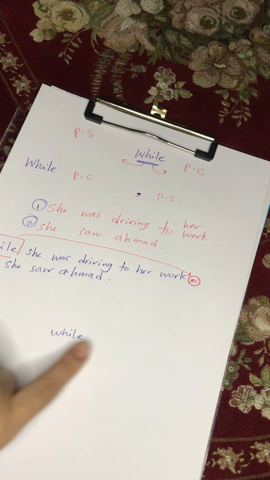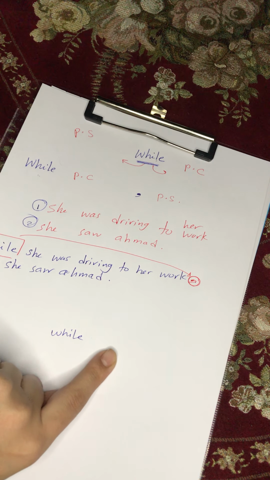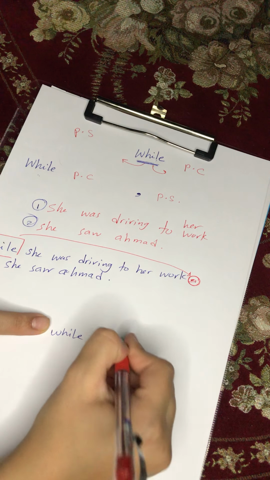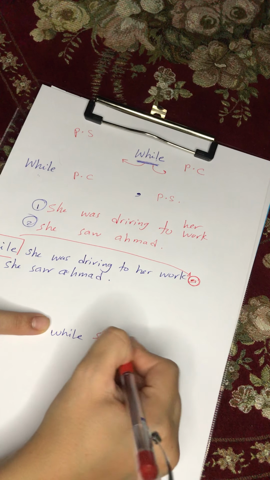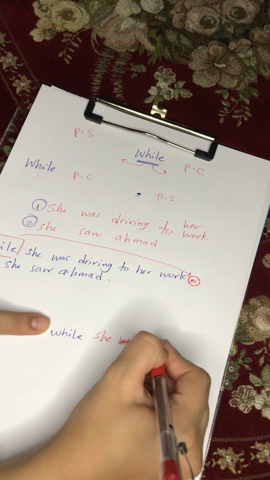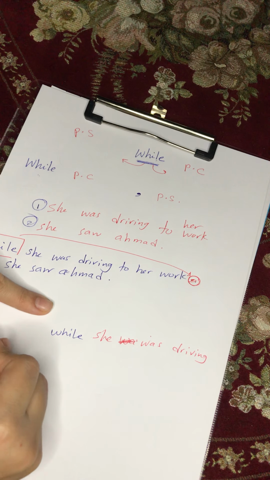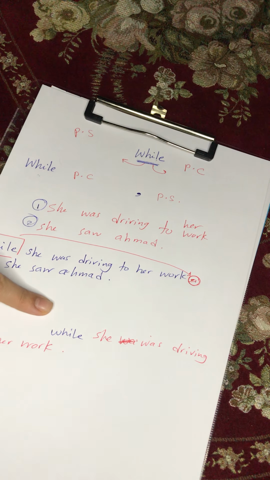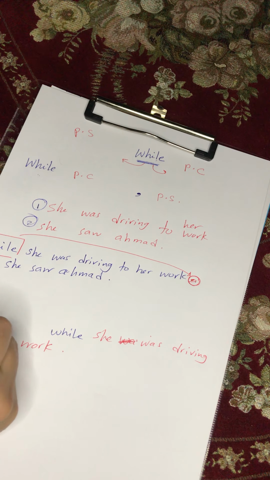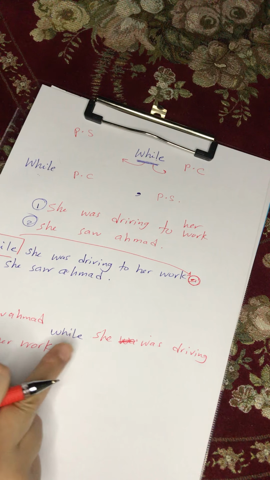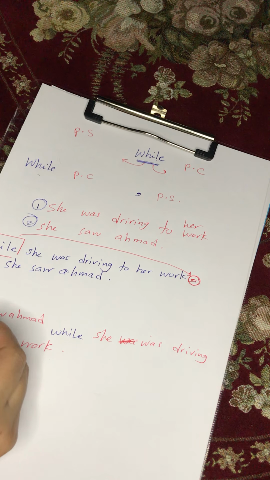Okay, now how to use while in the middle of the sentence? Also, it has to be followed by past continuous. So as we said, this sentence indicates the past continuous. So while she was driving to her work, بينما كانت تقود إلى عملها. What's the sentence that has to come before while? It's she saw Ahmed. هي شافت أحمد بينما كانت تقود إلى عملها.